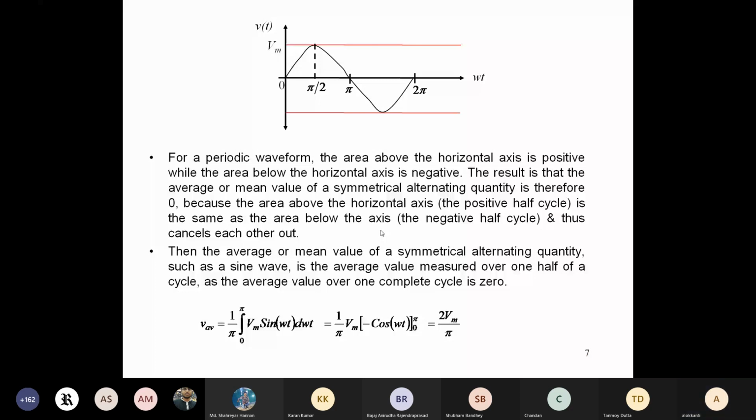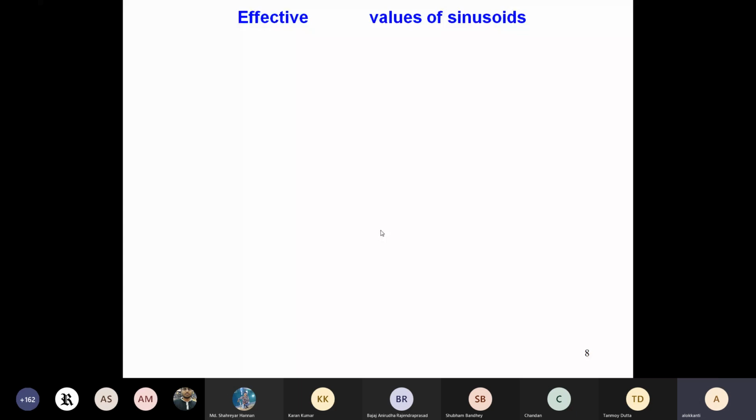Okay. So the next thing is something called the effective values of sinusoid. These terms you have to gradually master. What is the meaning of this average value? The way it is defined. Now there is something called effective value. So what is the meaning of effective value of a sinusoid?